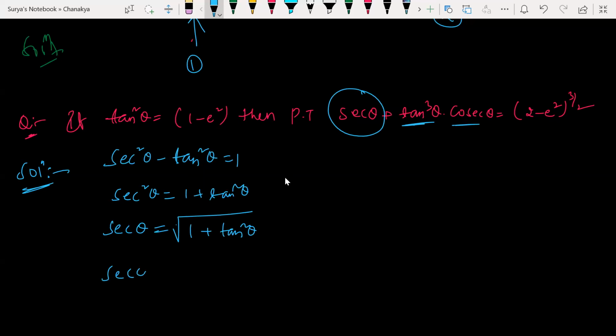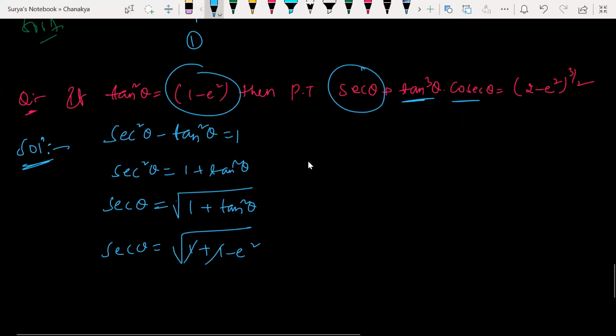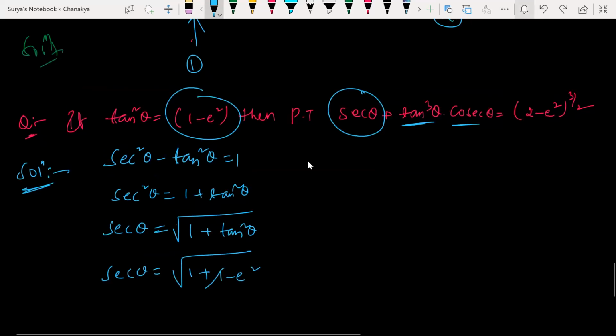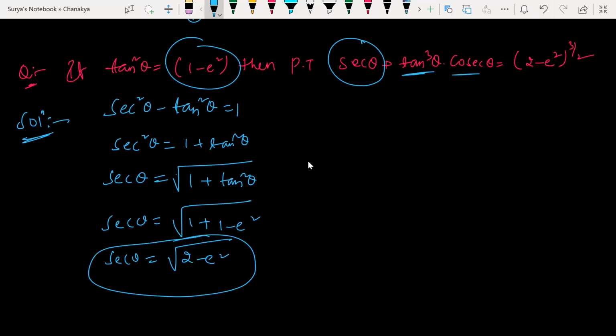So secant square theta is equal to what? 1 plus tan square theta is nothing but what? This one, 1 minus e square. Yes, substitute: 1 minus e square. This will get cancelled here. Oh, not 1, sorry. How can you cancel plus 1 and plus 1? No, you can't cancel. I thought minus 1. So this is 2 minus e square. All right, perfect.